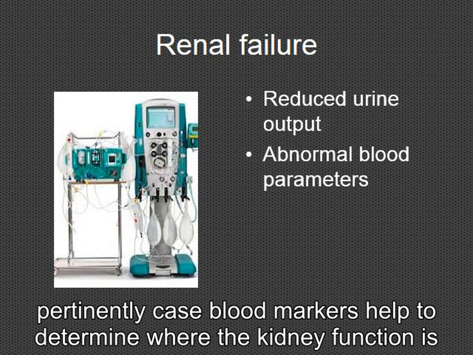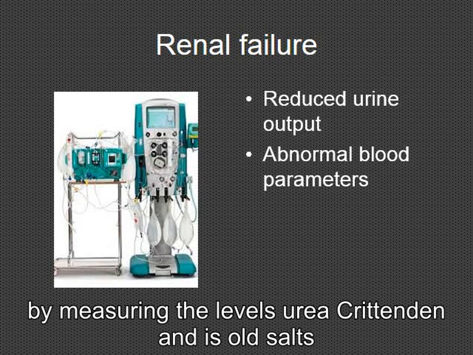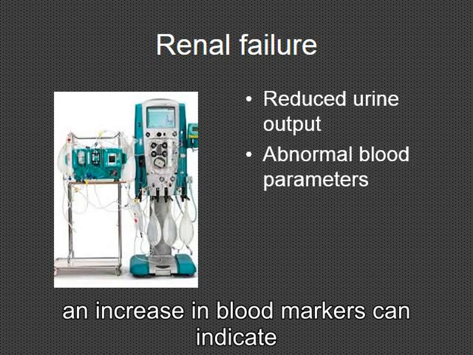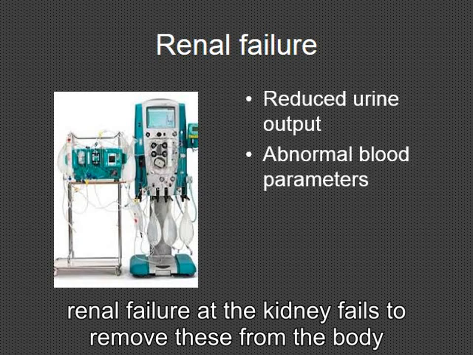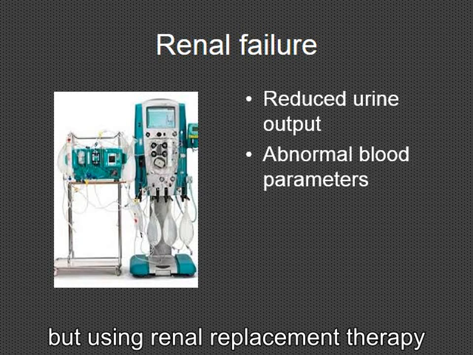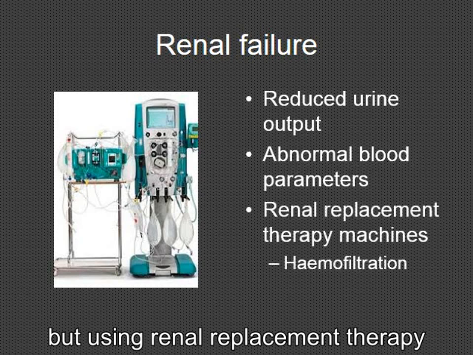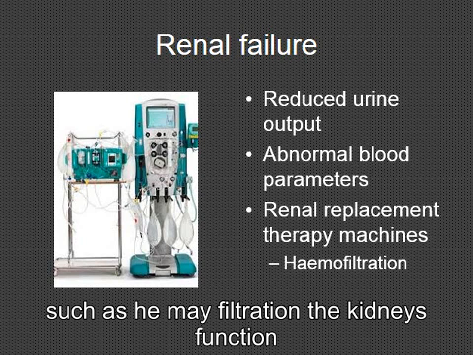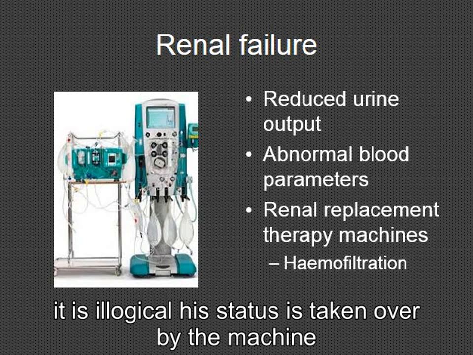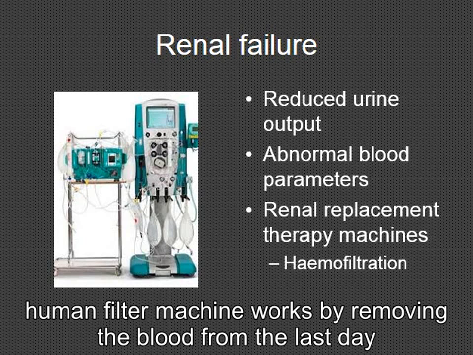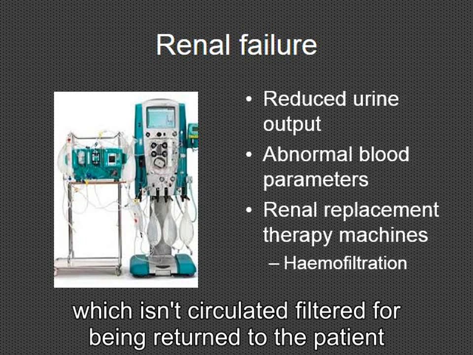Blood markers help to determine whether kidney function is normal by measuring the levels of urea, creatinine, and dissolved salts. An increase in blood markers can indicate renal failure as the kidney fails to remove these from the body. By using renal replacement therapy, such as hemofiltration, the kidney's function in physiological homeostasis is taken over by the machine. The hemofilter machine works by removing the blood from a large vein, which is then circulated and filtered before being returned to the patient.